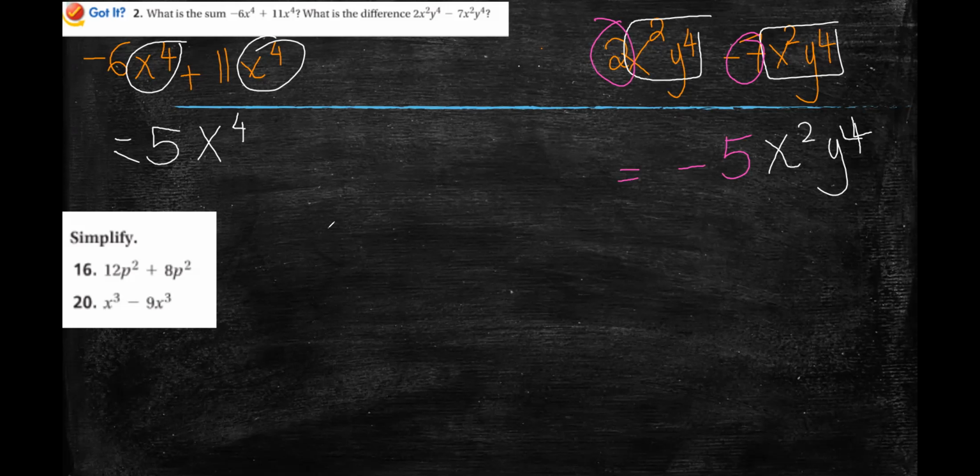Now, let's do number 16 here in your practice book. 12p squared plus 8b squared. Where is Judy?